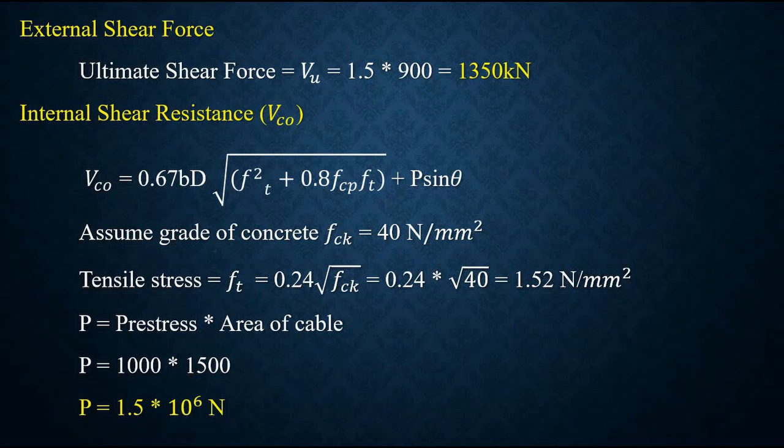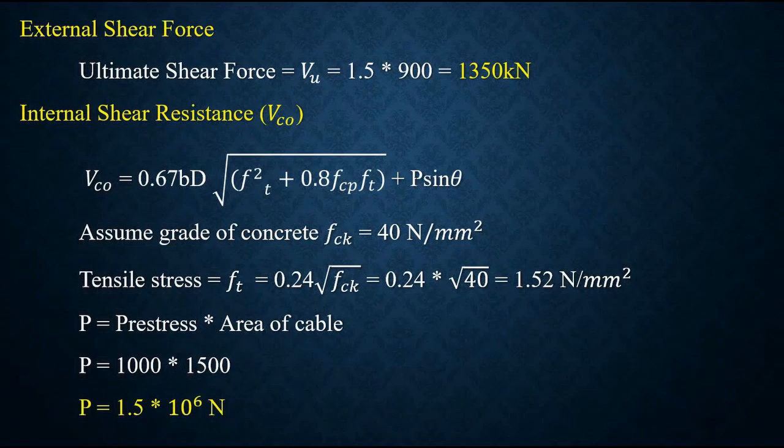So let's assume the grade of concrete is fck equal to 40 Newton per mm square. Why did I take this fck as 40 Newton per mm square? To calculate the tensile stress ft, we have a standard formula: 0.24 into root of fck. As the question itself has not given it, we should assume this data of fck. We will get 1.52 Newton per mm square as the ft value.